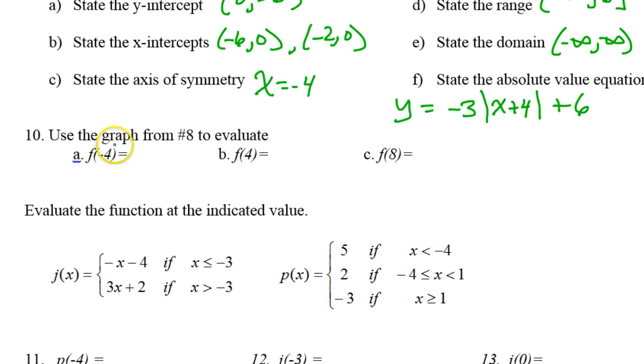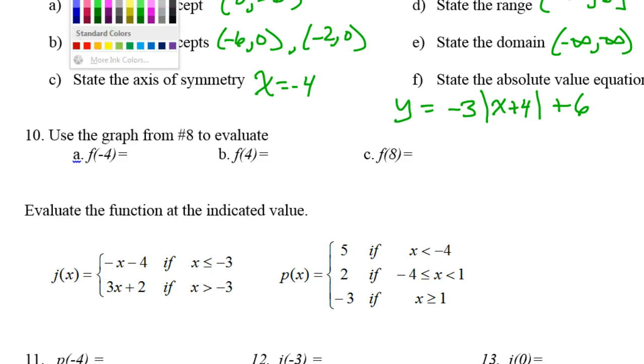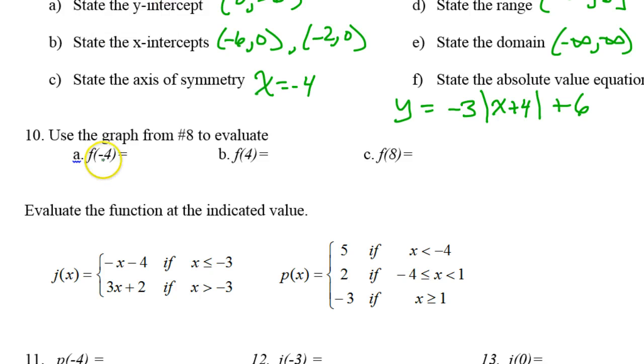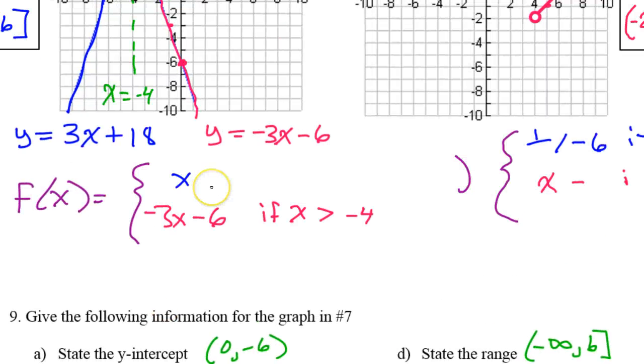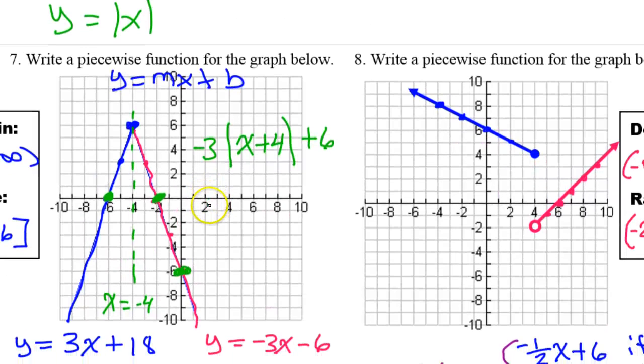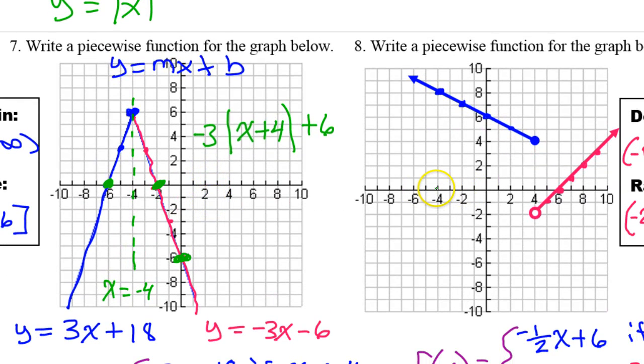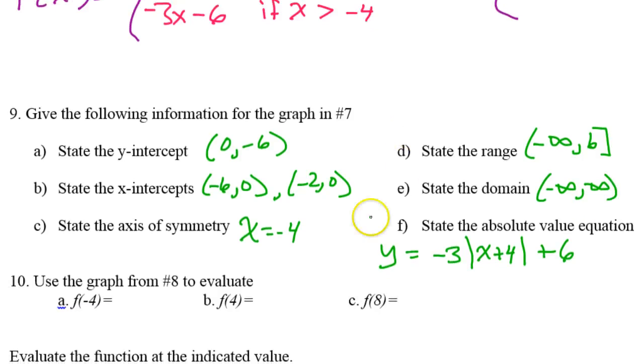Okay, now we're going to use the graph from number 8 to evaluate at these values of x. So -4 is an x value. So here's the graph for number 8. We're supposed to go to -4, which is an x value. And so here we are at -4. Now the y value that goes with this x value is way up here at 8. So that's going to be the answer here.